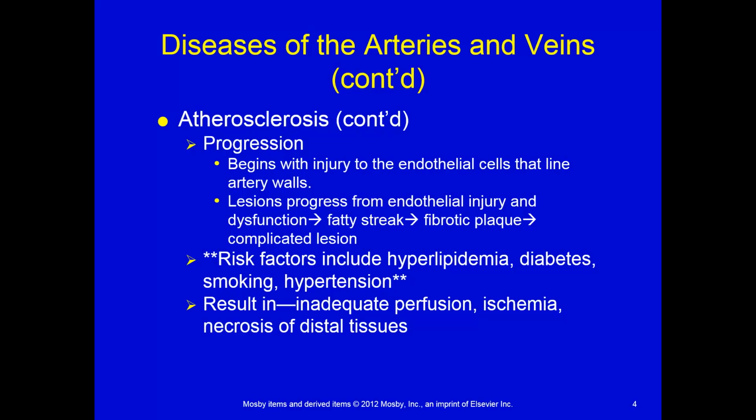Now, those lesions that form there progress from this simplistic endothelial injury and dysfunction of that arterial wall. Once you start to get more and more accumulation of those cholesterol bodies on that wall, you'll actually see what they call a fatty streak, where you start to get a true deposit of those bodies. Then it hardens and becomes a fibrotic plaque. And then ultimately you end up with something called a complicated lesion on the inside of the artery walls.